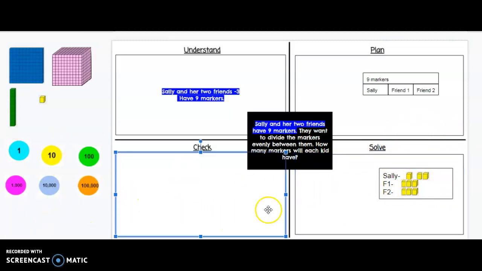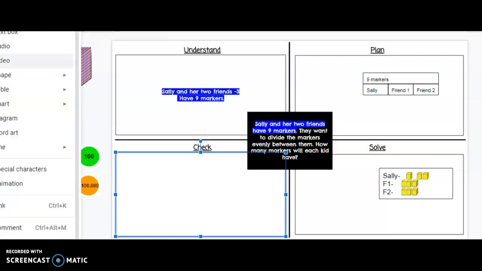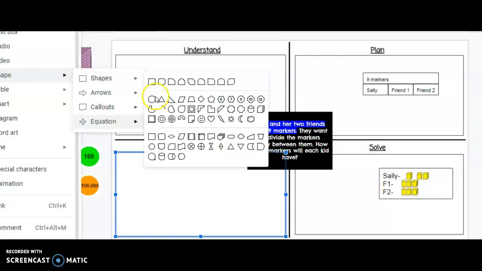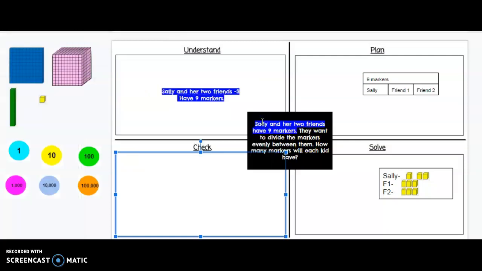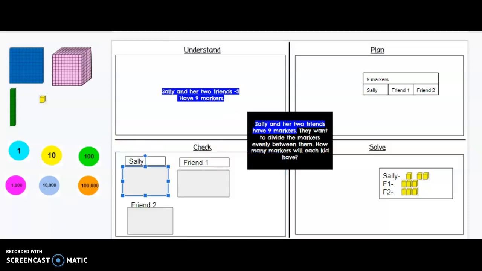You can check this by making 3 equal groups for our 3 students. Shapes. So as you can see, we have our 3 groups: Sally, friend 1, and friend 2. We can drag 1 over at a time and count to 9, giving each of them 1 at a time until we get to 9.